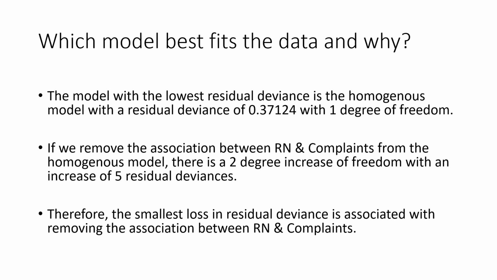If we remove the association between RN and complaints from the homogeneous model, there is a 2 degree increase of freedom with an increase of 5 residual deviances. Therefore, the smallest loss in residual deviance is associated with removing the association between RN and complaints. This model is the model that best fits our data.